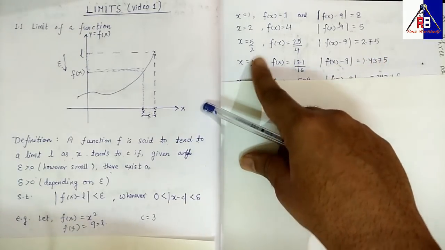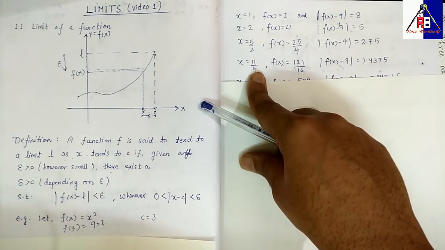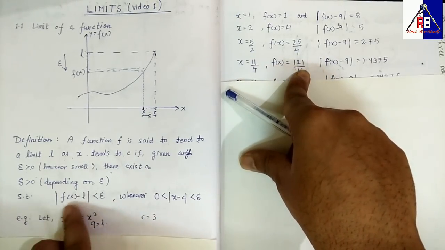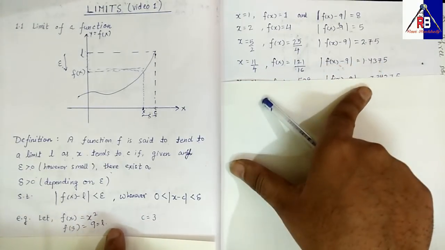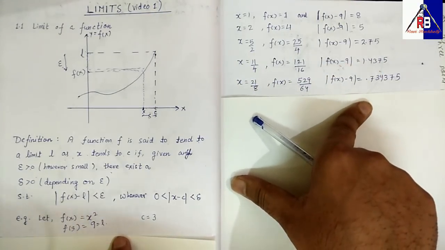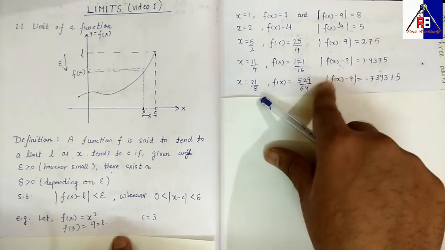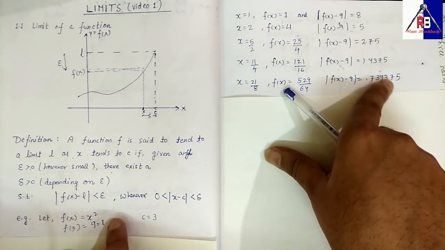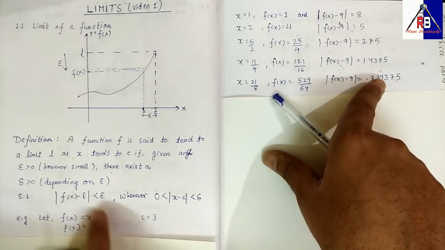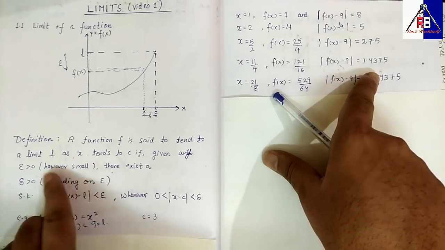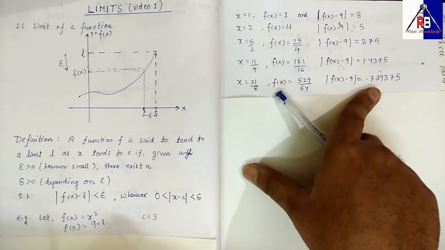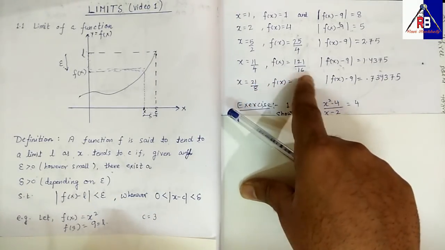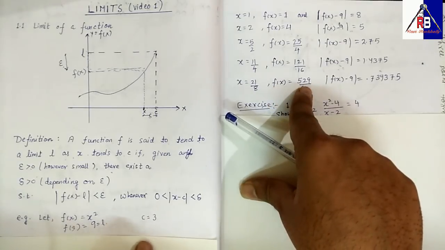Then for x equal to 11 by 4, we are nearer to C, that is 3. The value of the function is this, and modulus f(x) minus L is this, and so on. We can go as near to C as possible, and we can see that modulus f(x) minus L, that is epsilon, is coming closer and closer to 0. Therefore we say that epsilon is very small but still greater than 0. We can see that as x approaches 3, the function approaches 9.